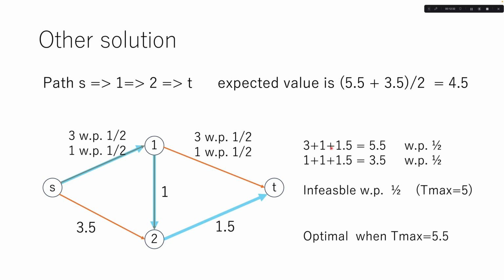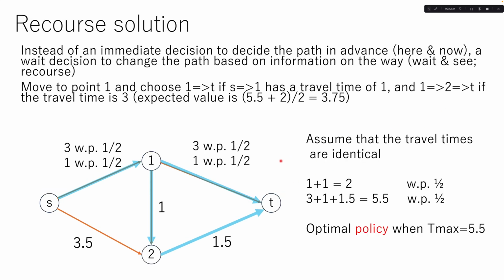Now, let's consider a strategy that allows you to make decisions based on real-time information rather than pre-deciding the route. For instance, after reaching point 1, if the travel time from S to 1 is 1 hour, you proceed from 1 to T. If it's 3 hours, you switch to the route 1 to T. This is a dynamic decision-making process, or an adaptive strategy.